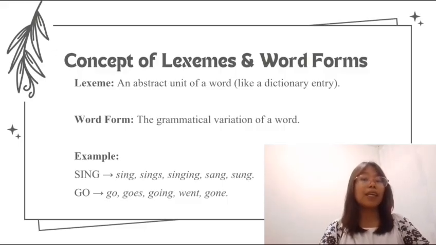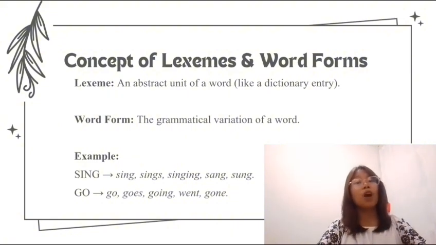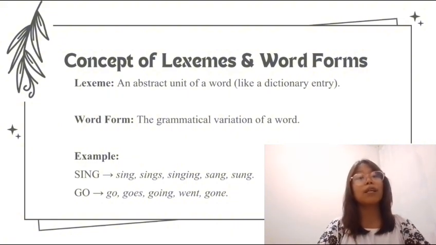Key difference between lexeme and word form. A lexeme is an abstract unit of meaning, written in capital letters, and replaces the dictionary entry. A word form is the actual word used in a sentence, written normally, and is a grammatical variation. A lexeme can have many forms, and each form belongs to one lexeme.